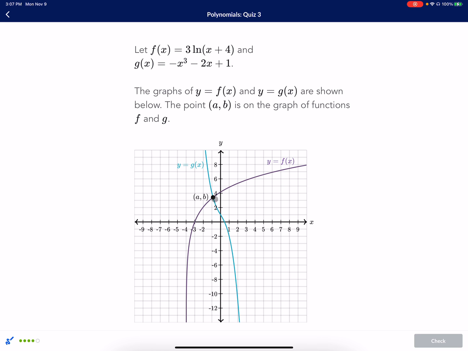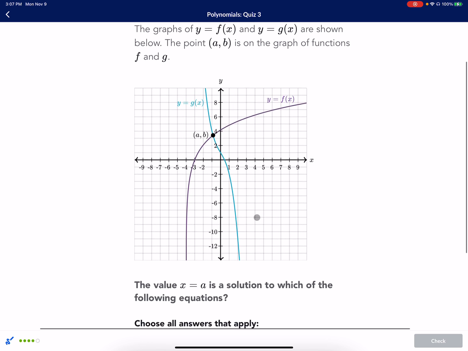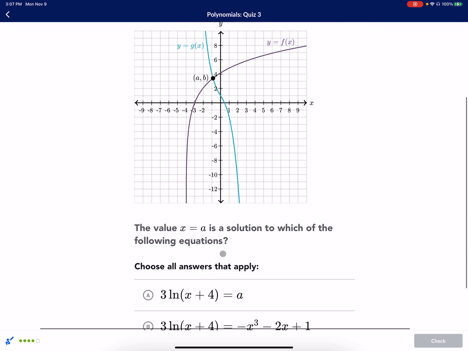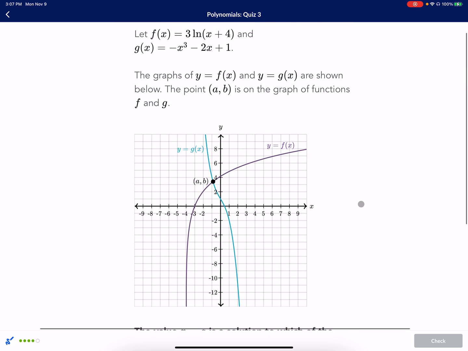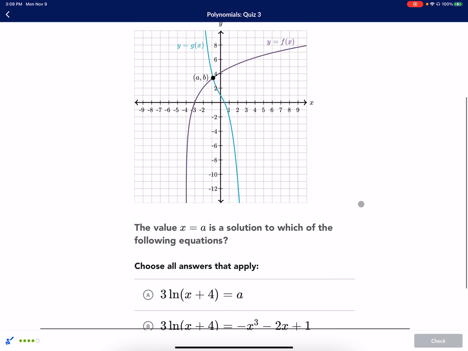You notice that? So g of x in teal, and then f of x is like a darker purple. A comma B is right where they intersect. So let's see what the question's asking us. It says x equals a is a solution to which of the following equations? Okay, so now we got to remember f of x is the natural log, g of x is that cubic.